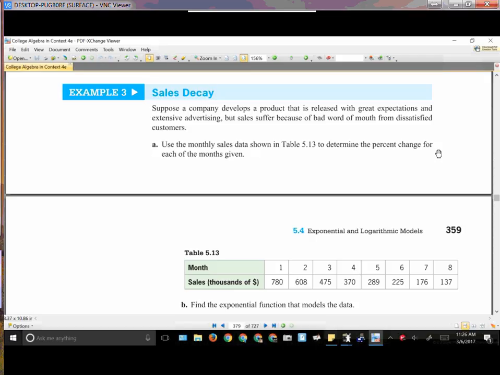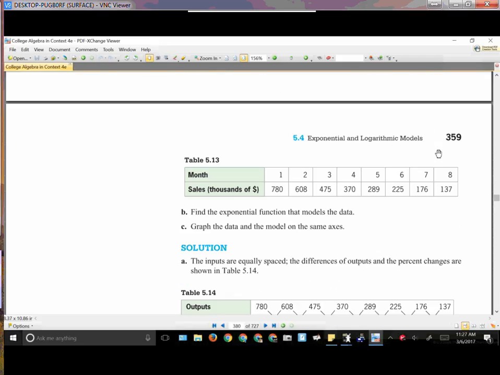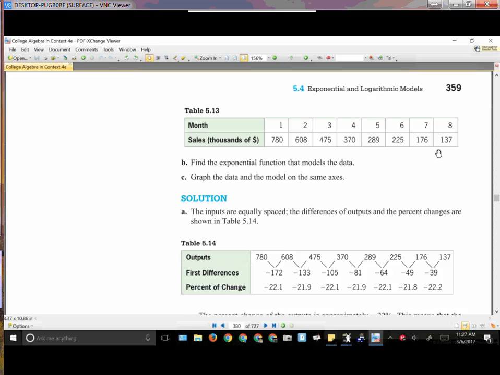Okay. It was released, great expectations. Everybody was looking forward to this thing. Sales suffers because of bad word of mouth. Okay. So the monthly sales data shows the percentage change. Okay. So month. Things are going down, isn't it? Okay. How much is it going down? That is the first thing we need to take a look at.